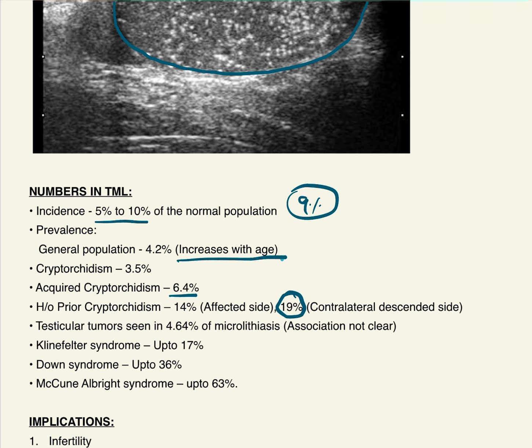Testicular tumors are seen in about 4.64% of microlithiasis cases, but the association is not that clear. Multiple genetic syndromes also have associations with testicular microlithiasis, the most common being Klinefelter syndrome, Down syndrome and McCune-Albright syndrome. Klinefelter is associated in up to 17% of cases, while Down syndrome has a 36% association, and McCune-Albright syndrome has 63% of its cases displaying testicular microlithiasis.